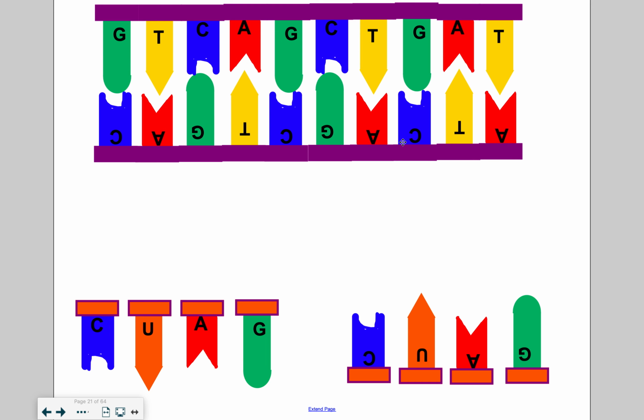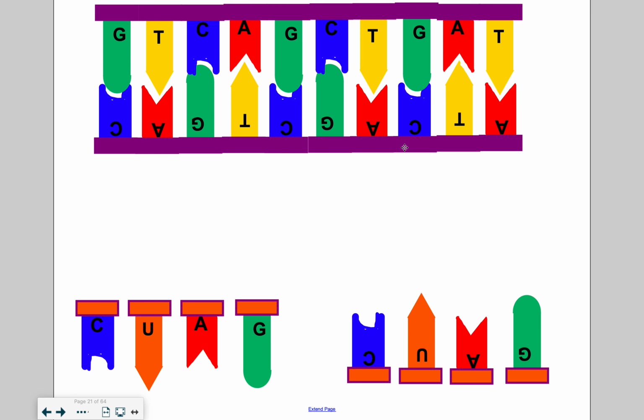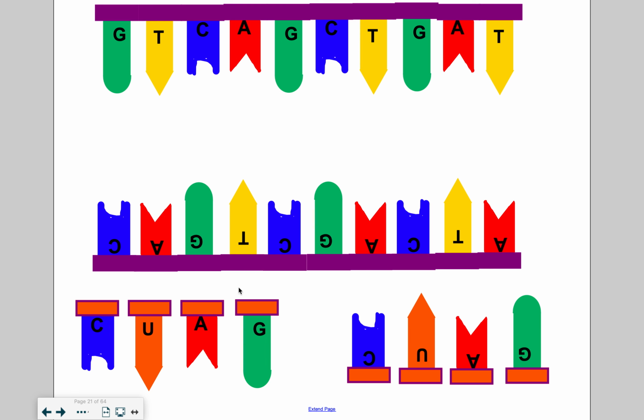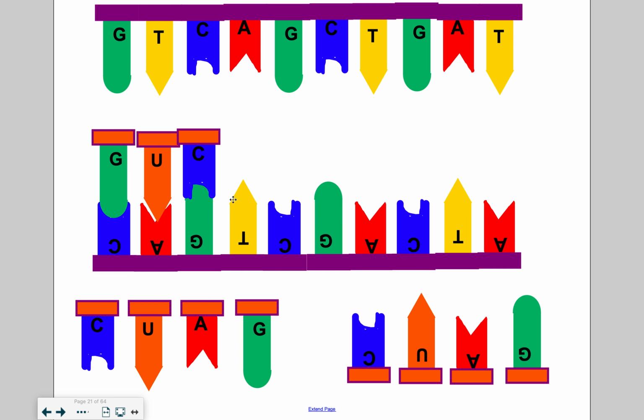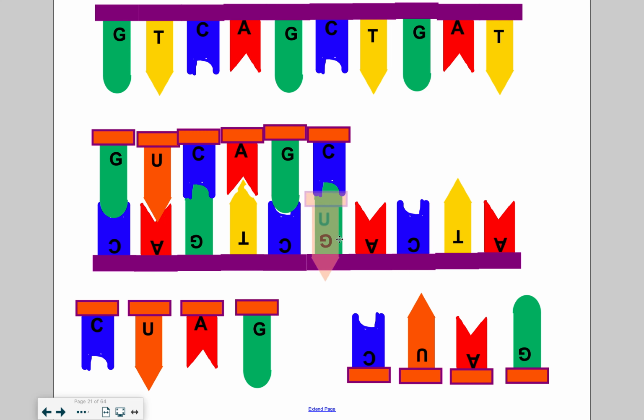Let's say that we wanted to make the mRNA molecule from the bottom strand. So first step, DNA is unzipped, and now we have these nucleotides that are going to match complementary to it. So what pairs with C? G. What pairs with A? U. What pairs with G? C. What pairs with T? A. What pairs with C? That'd be guanine. What pairs with G? Cytosine.